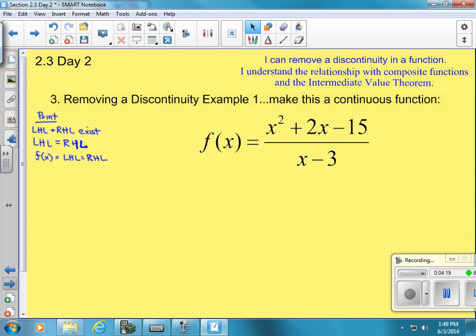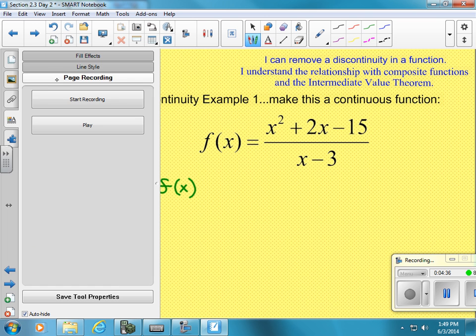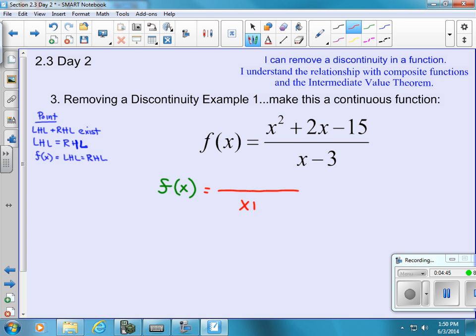All right, so let's look at this problem. Remove another discontinuity and make it a continuous function. So we're going to do the same thing with this function. Start out by getting rid of the little dots. All right, so we are going to factor the top. I'm pretty sure there's an x minus 3 in there.